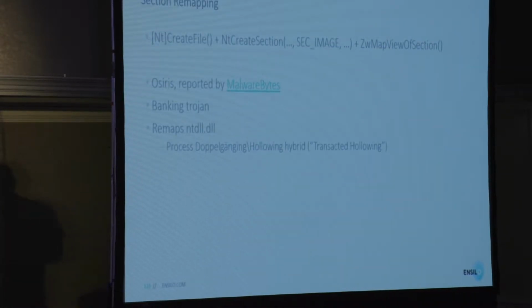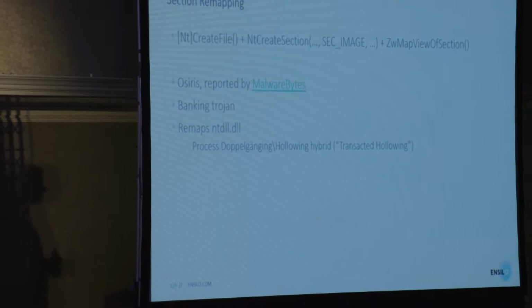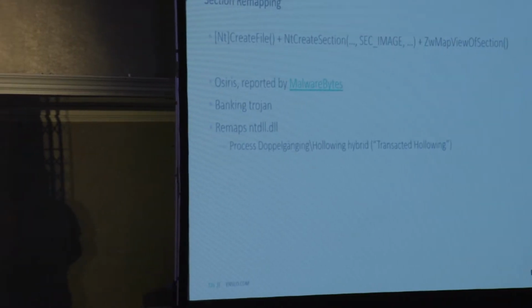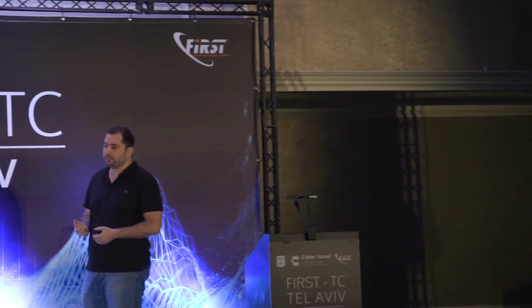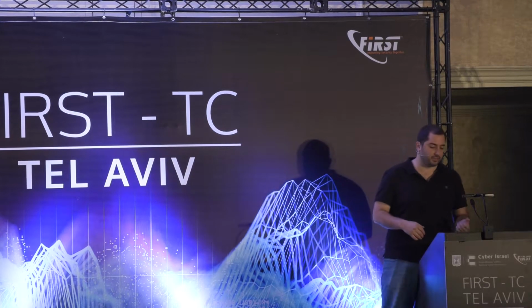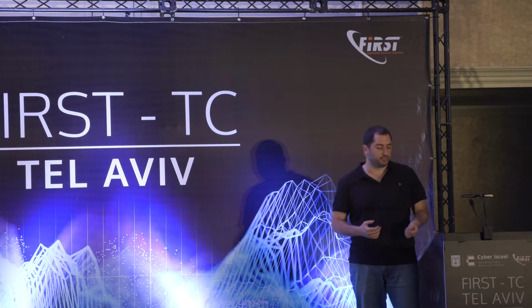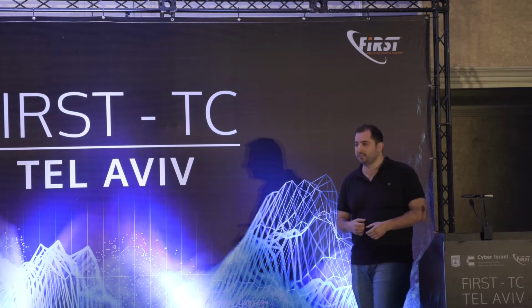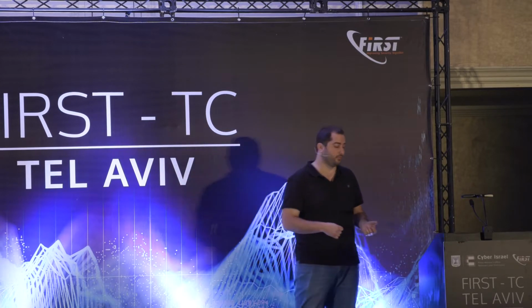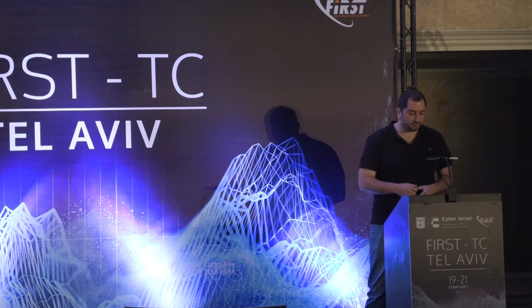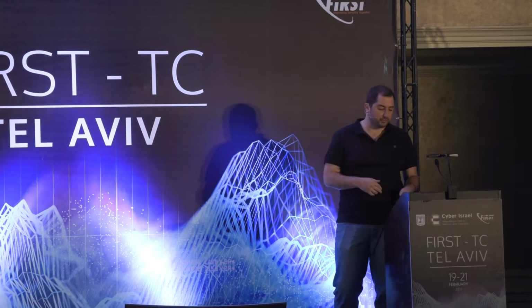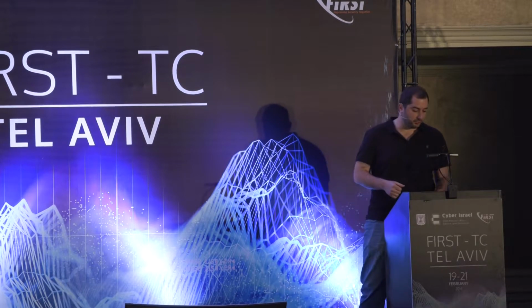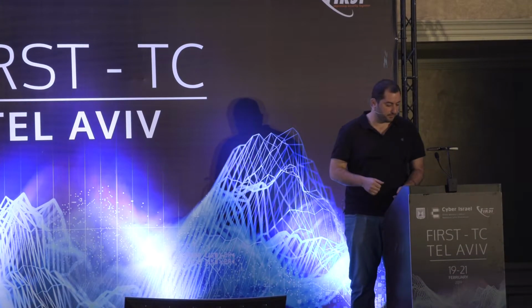And the last technique in this group of bypasses is section remapping. It's essentially mapping the same section, but using the lower level APIs and only the kernel part of the image loader. Osiris used this technique. It's a banking Trojan. It's a newer version of Kronos, for those of you who are familiar with it. It's interesting to see here that they used to use a different technique that we're going to cover just briefly.